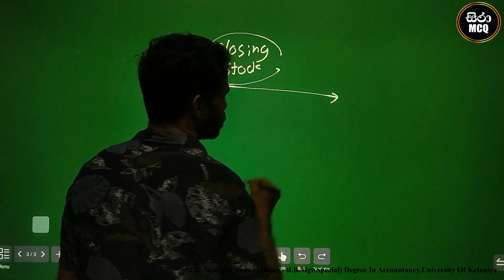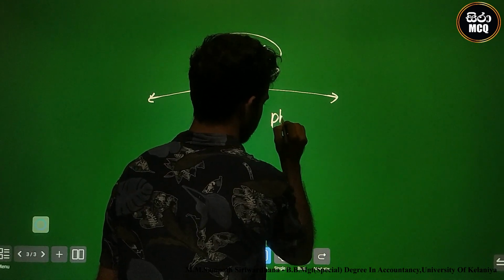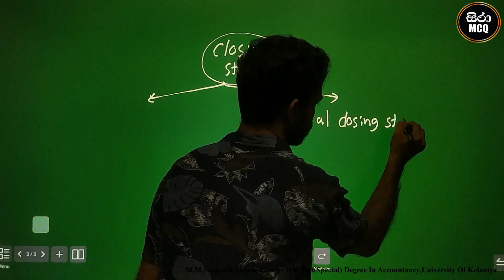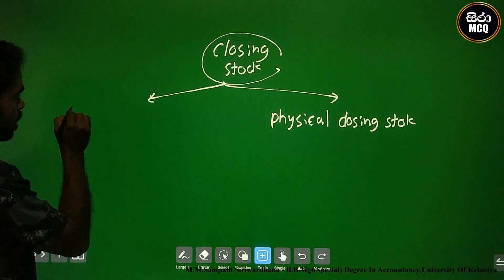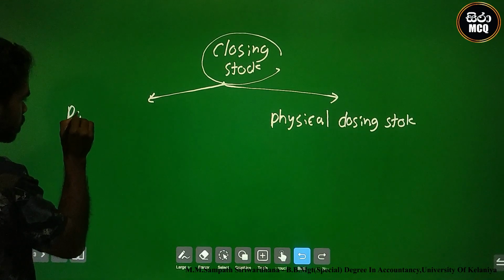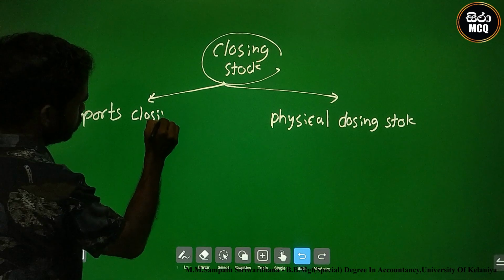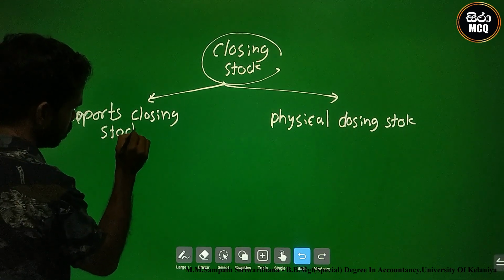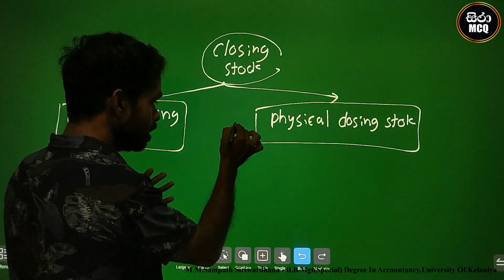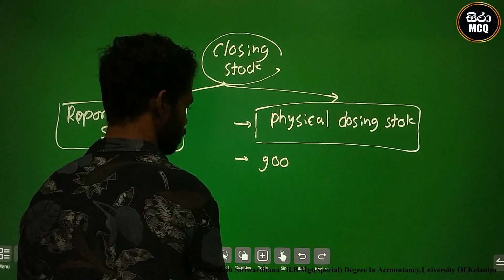Some questions reveal that there is a physical closing stock. In other questions, there is a report, closing stock as reported. The main thing is that there is another piece of information, goods drawings. There is a closing stock. Look here, closing stock. We use the values.